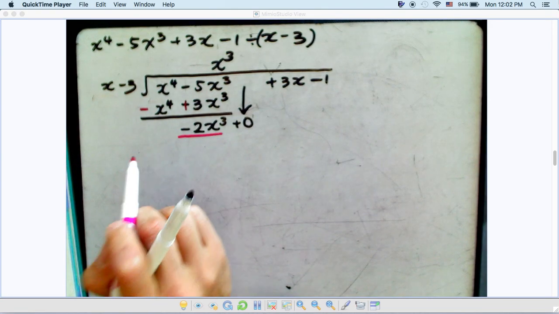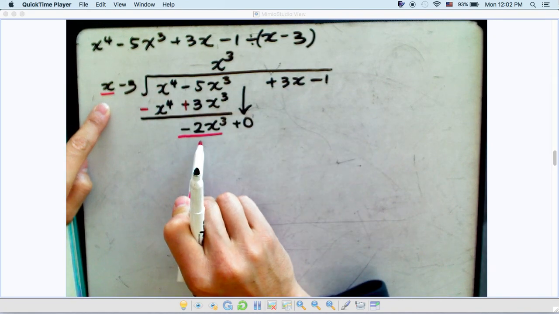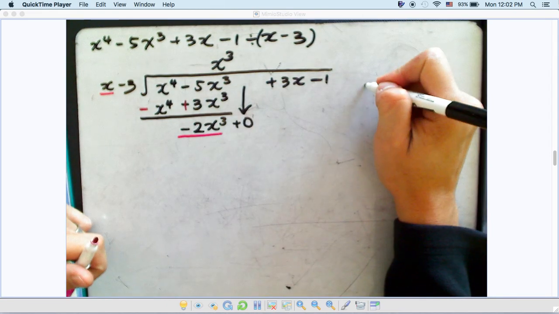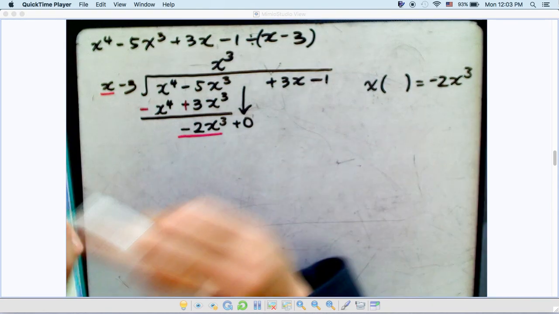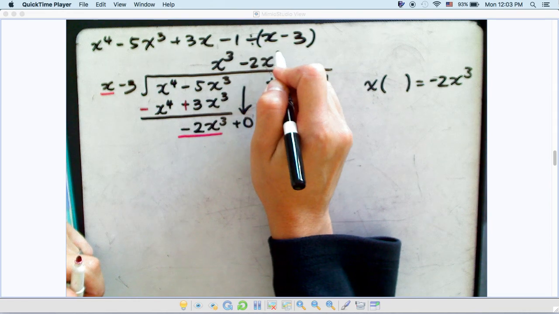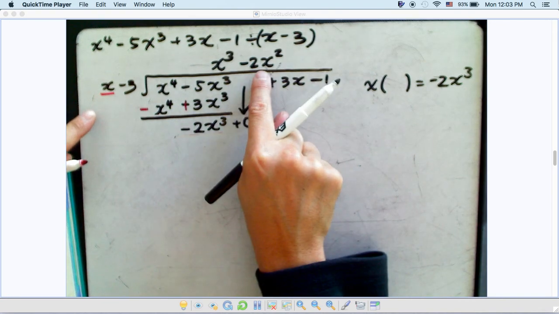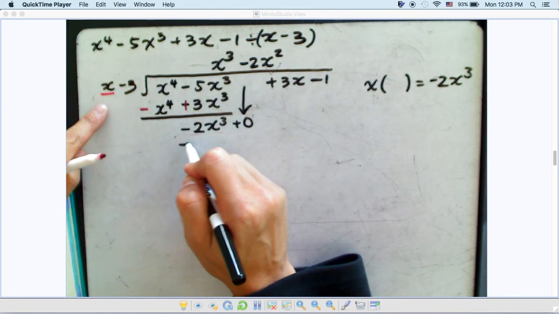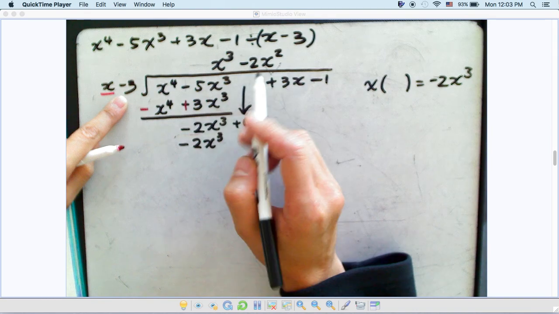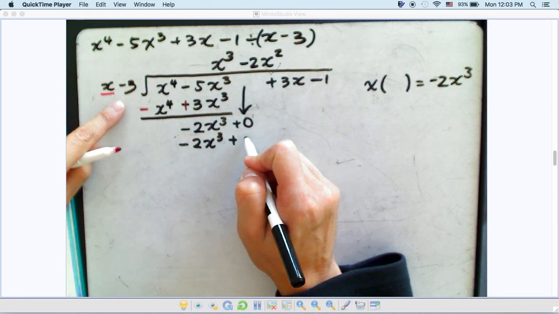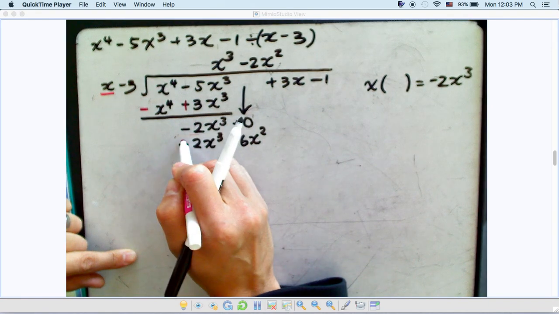minus 2x to the third and x, and think about x times what gives you negative 2x to the third. So x times what is negative 2x to the third? Of course it's negative 2x to the second. So once you get that, you multiply it by negative 2x squared times x, which is negative 2x to the third, minus 3 times negative 2x squared will give us plus 6x squared. And then subtract it. That means change all the signs.